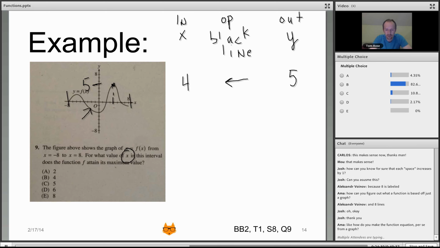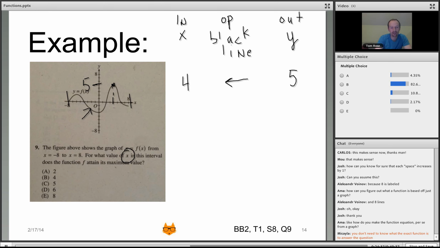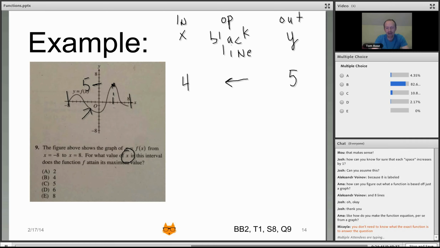How do you make the function equation per se from a graph? You can't. In this particular graph, they just chose to draw this squiggly line here, and there's no way to make a function. You're talking about an algebraic expression.